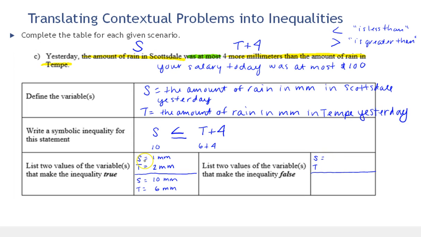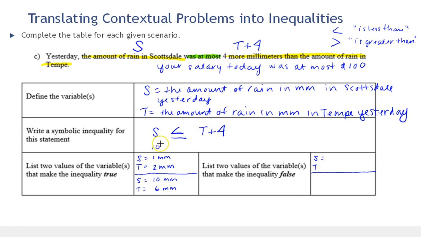Okay, so I'm going to start with some things I know, since this context is rain. If I make Scottsdale 0, that will always be less than this, since Tempe has to be 0 or greater. That right-hand side would be 4.